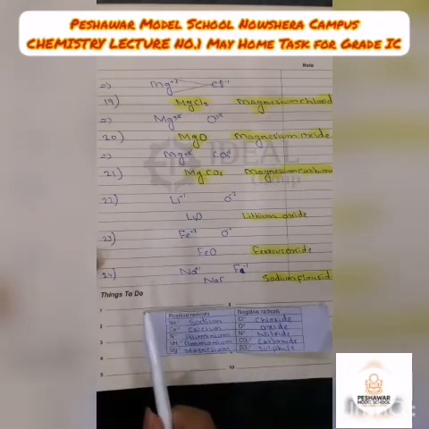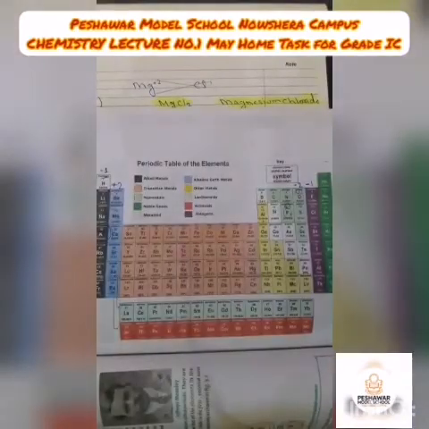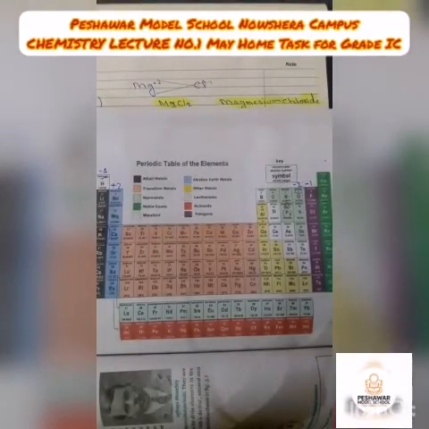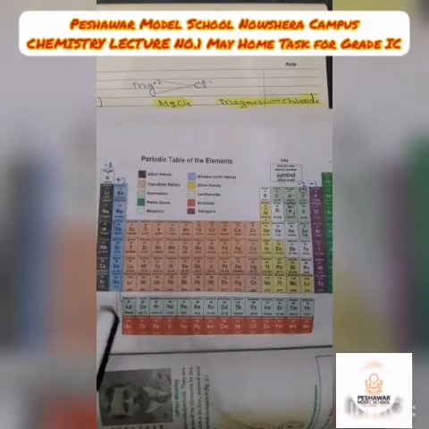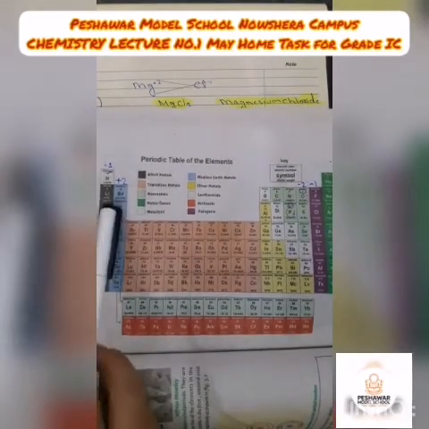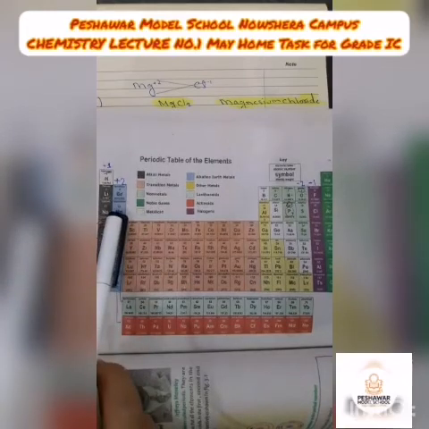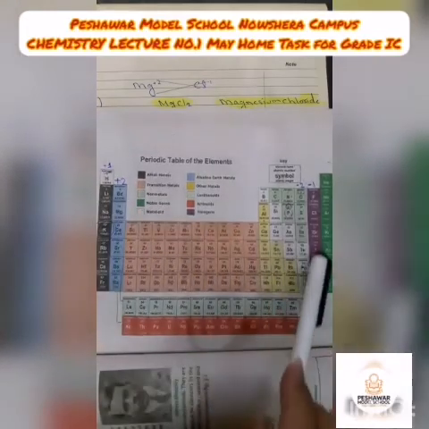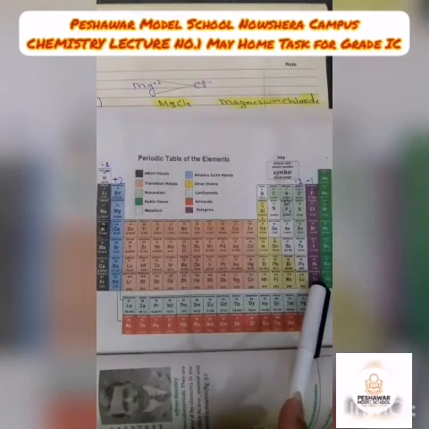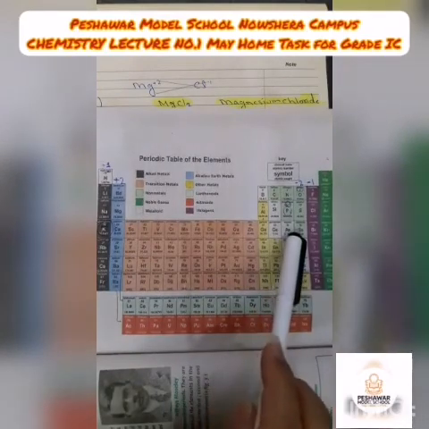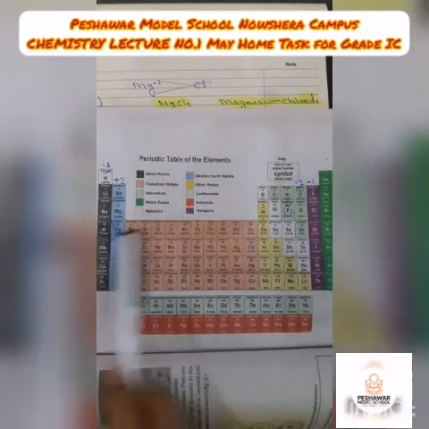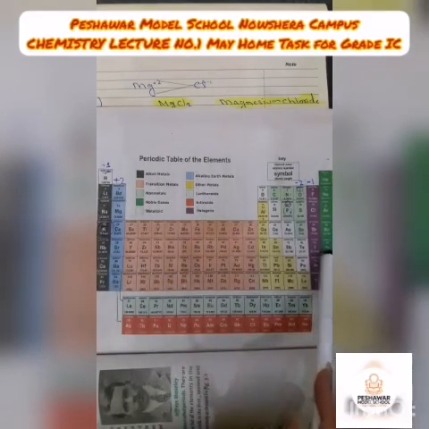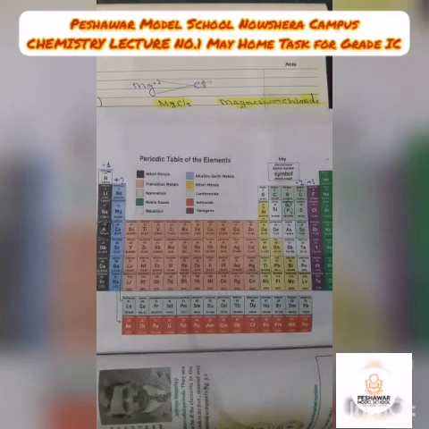In the periodic table, the valency of group 1 is +1. This is your periodic table on page number 67. All the elements of group first have a valency of +1, all the elements of group second have a valency of +2, all the elements of group 7 have a valency of -1, and all the elements of group 6 have a valency of -2. Simply by combining the positive and negative radicals, make 6 chemical formulas.